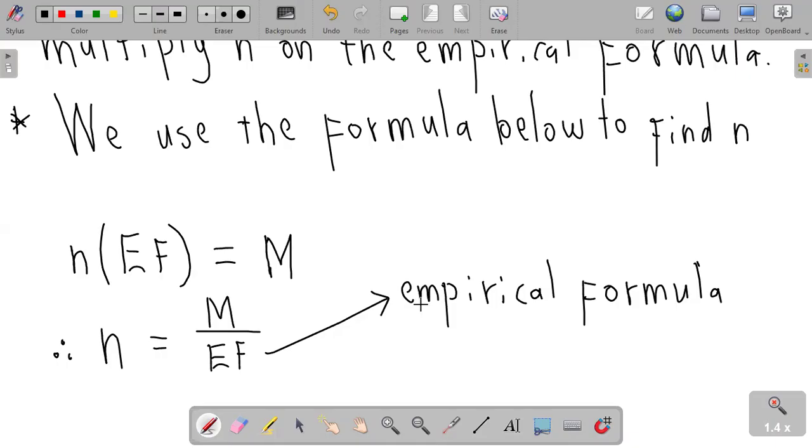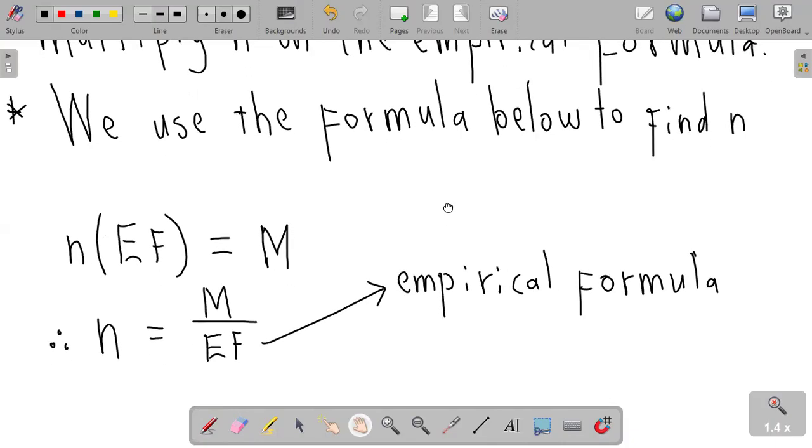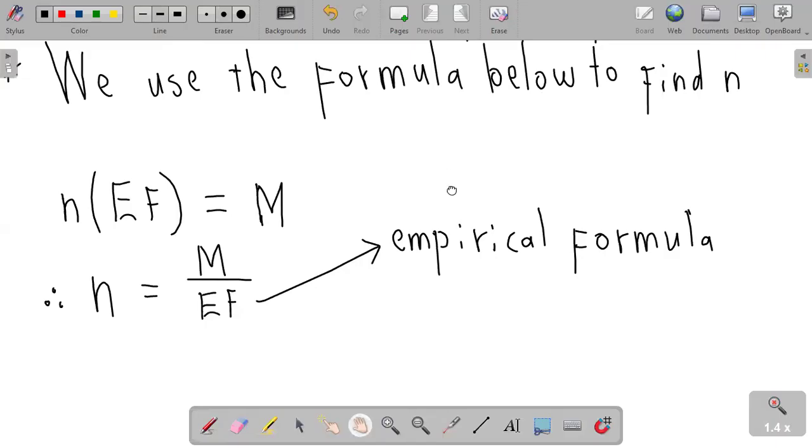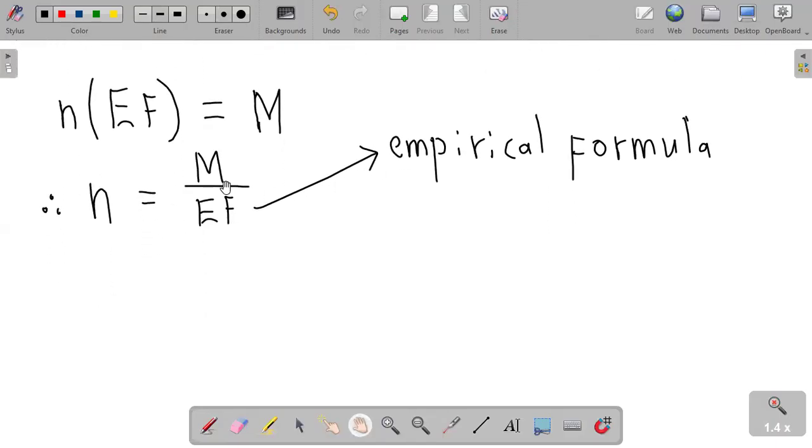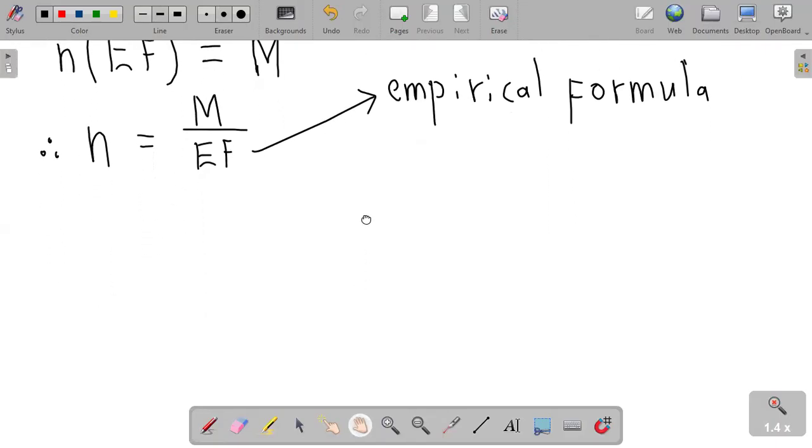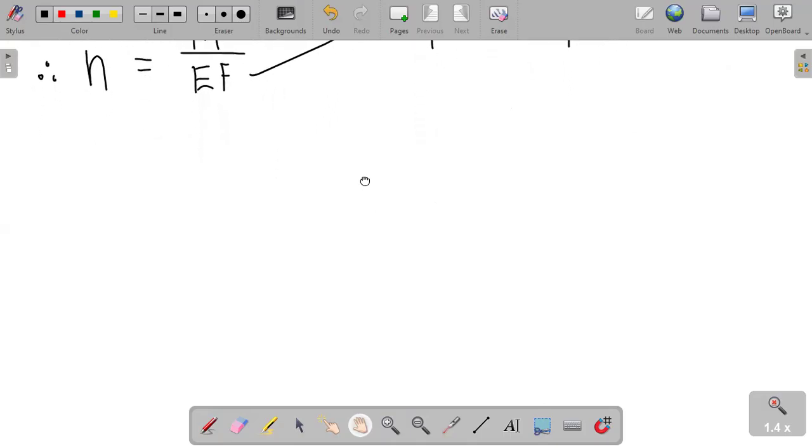Now again, another important thing to notice is that this formula here is not given on the formula sheet. You have to know it. So it comes with practice. Don't worry, I will show you how you use the formula when we're doing examples.